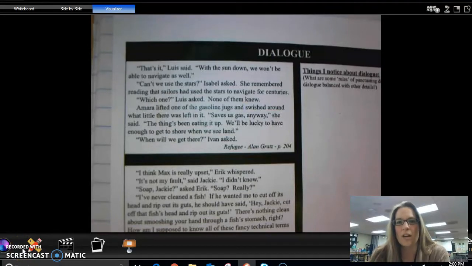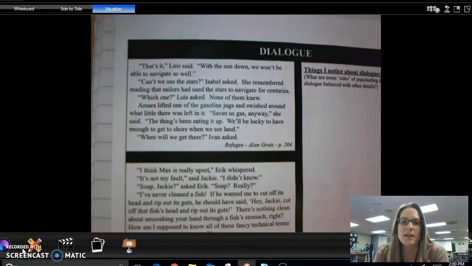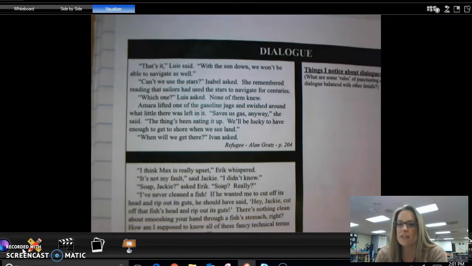So now we're going to talk about dialogue. What I'm going to need for you to do is go get this piece of paper. It's likely on that front table. If not, come and see me and I will let you know where it is. You will get this and glue it into your resource notebook wherever you've been gluing your other sample text, like the paragraphing and the dialogue, or the other one that we did.